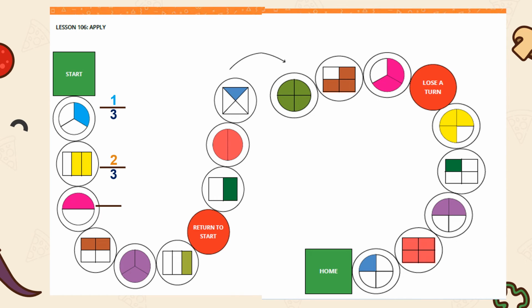Next, the fraction is 1/2. Next, the fraction is 2 over 4. Next, we have 3 colored parts over 3 total parts. So it's 3 over 3, which equals 1. You can complete the page by yourself.